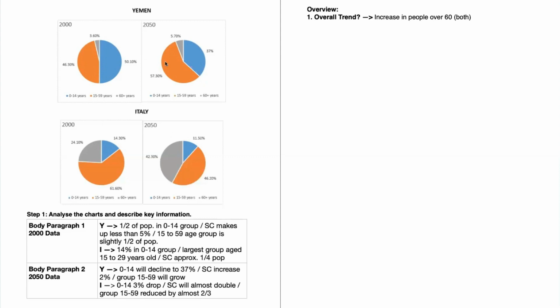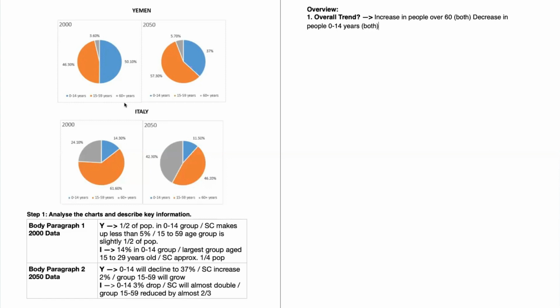And another thing I want to look at is 0 to 14 years. Now that is the blue. So you see how in Yemen, it starts at 50.10%, but then it decreases to 37%. And the same thing in Italy. It starts at 14.30 in 2000 and decreases in 2050 to 11.50. So I'm going to say a decrease in people 0 to 14 years, and of course I'll put both.